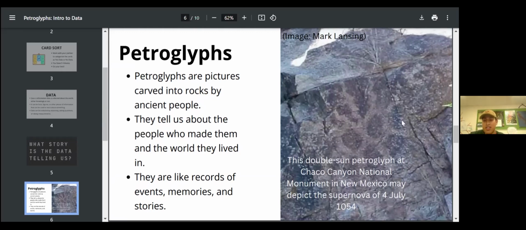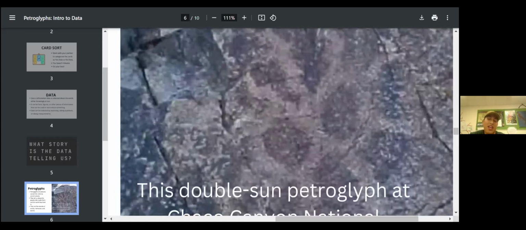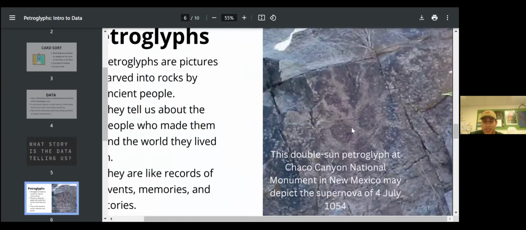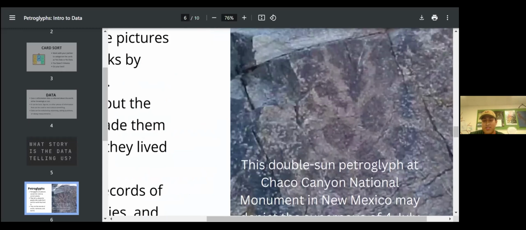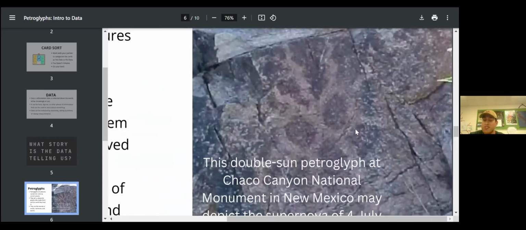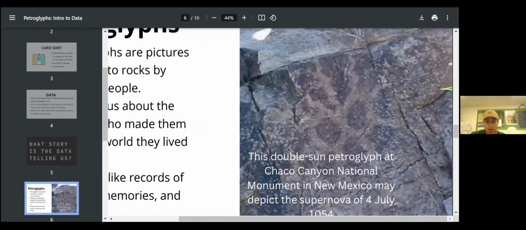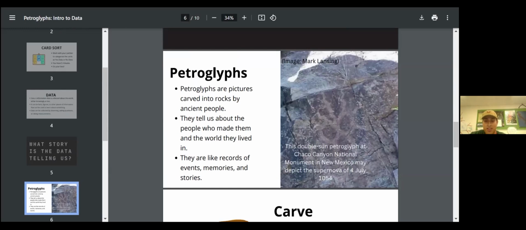If you look closely, there's a double sun at the Chaco Canyon National Monument. And during this time, they believe a supernova did occur. So the archaeologists and the community members think the reason there were two suns is because they were witnessing that supernova and documenting it. And for me, I thought that was so cool. Even way, way, way back then, people were still curious about the world. And my kids loved that fact when I told them.